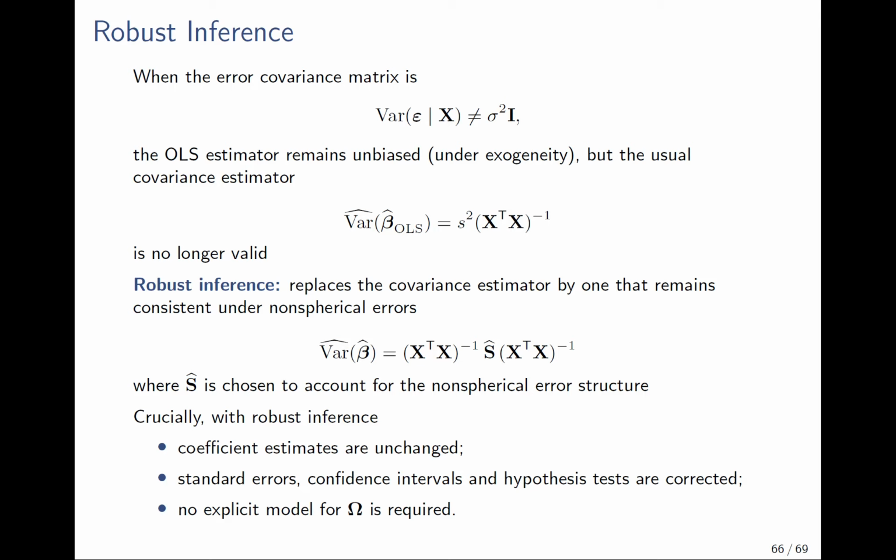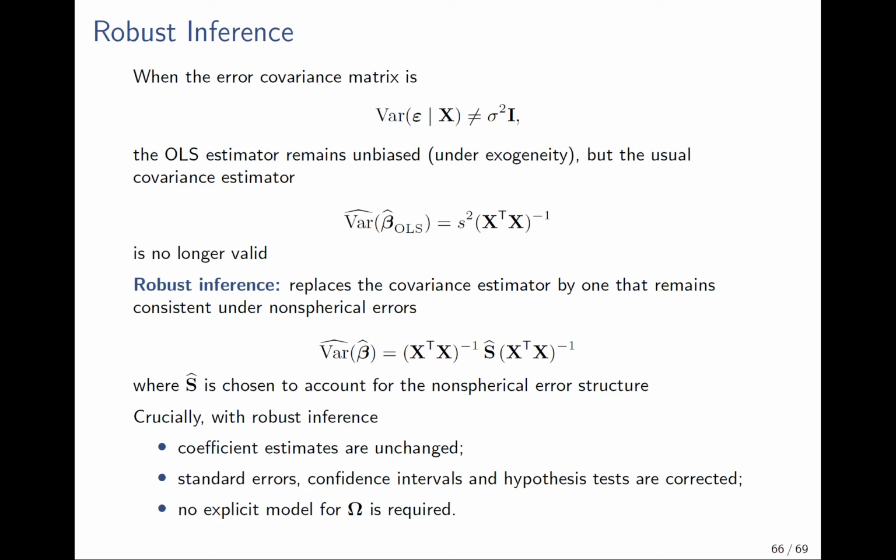Now the robust estimator has the sandwich form shown on the slide. Sandwich form here, this is in the middle of the sandwich. So we have X transpose X inverse times S hat times X transpose X inverse, where S hat is going to be chosen to account for the non-spherical error structure, and it's computed from observables, essentially the residuals in the data. But we're going to choose it in a way that it's going to remain consistent under non-spherical errors.